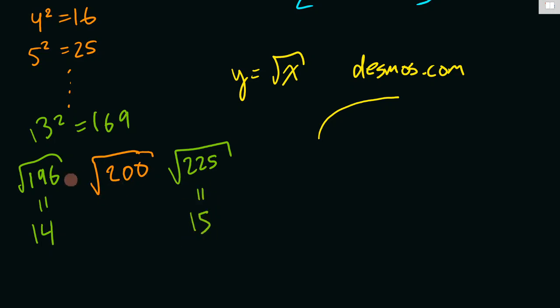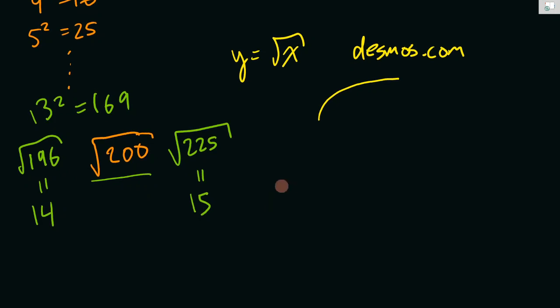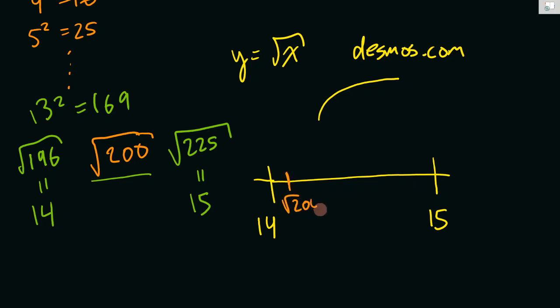So root 200 is a lot closer to 14 than 15, because 200 is a lot closer to 196 than 225. So if we're placing this on a number line, we've got 14 here and 15 here, and root 200 is going to be maybe here-ish, really close to 14.